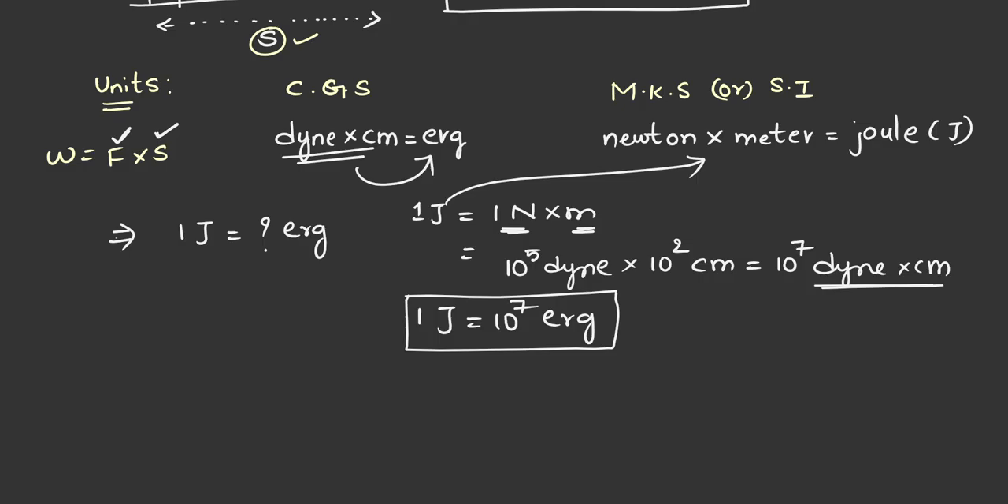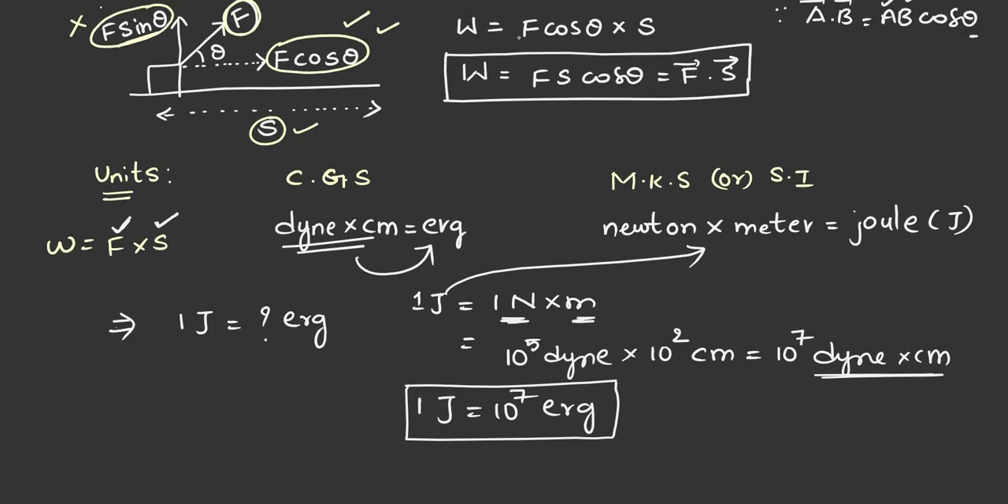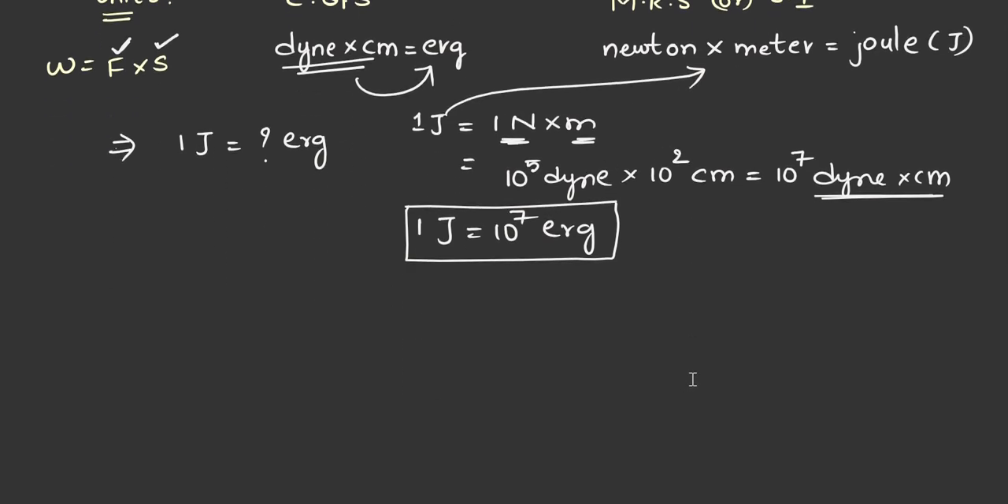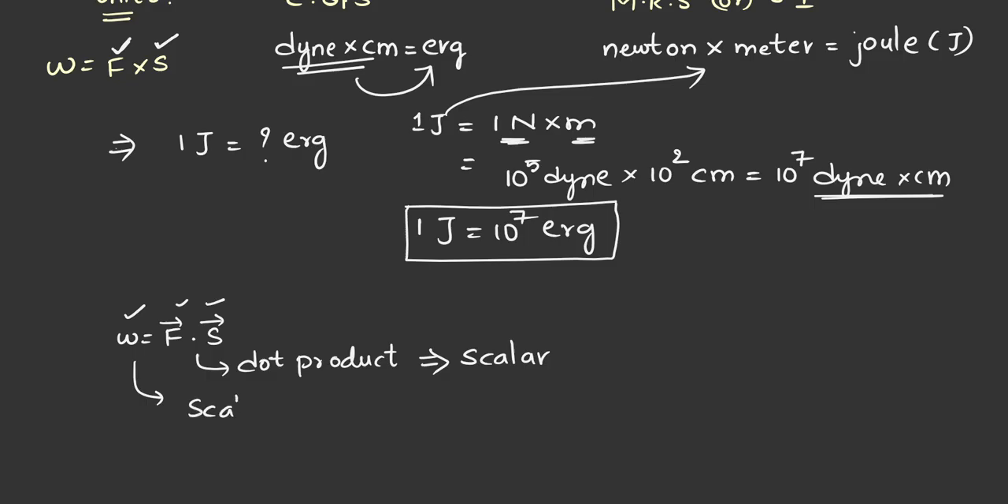And we can also note that work done is written as the dot product of two vectors. What is meant by dot product? Work done is written as the dot product of force and displacement. This is a dot product. Dot product is the product whose result is a scalar. That's why this is also called a scalar product. As work done is written as a dot product of two vectors, we can say work done is a scalar quantity.